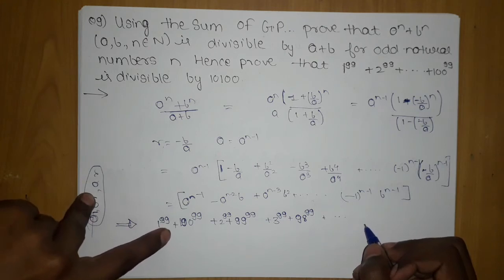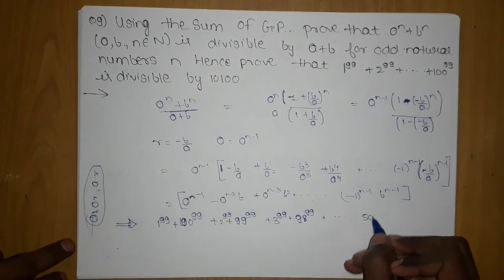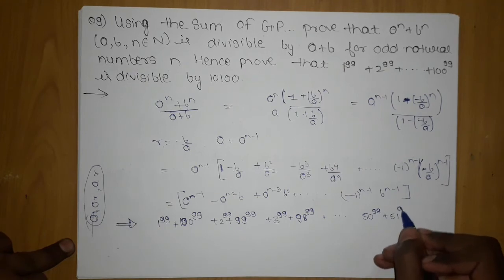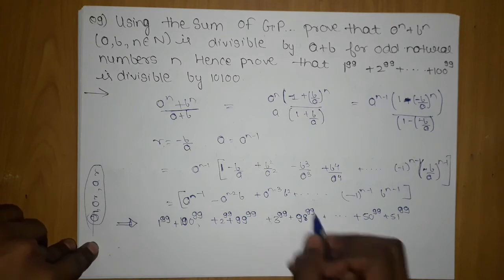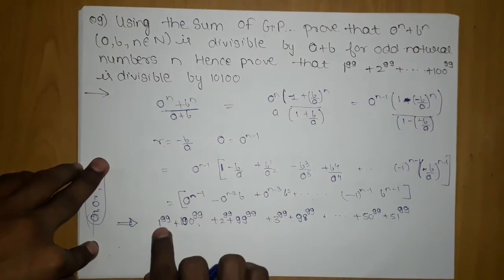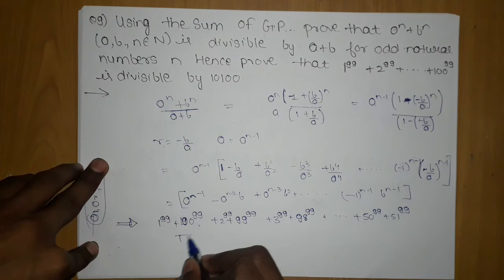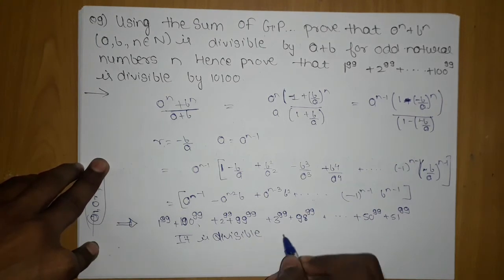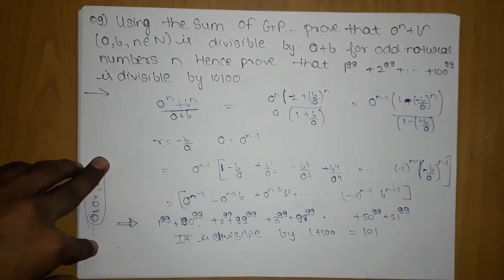If it is 2, it is 99, 1 plus 100. So it will be 50 power 99 plus 51 power 99, so the last term will be this. Here they are forming 101, each pair is forming 101. If a power n plus b power n, with n odd, is divisible by a plus b, then 1 power 99 plus 100 power 99 should be divisible by the sum, which is 1 plus 100, that is 101. So it is divisible by 101.